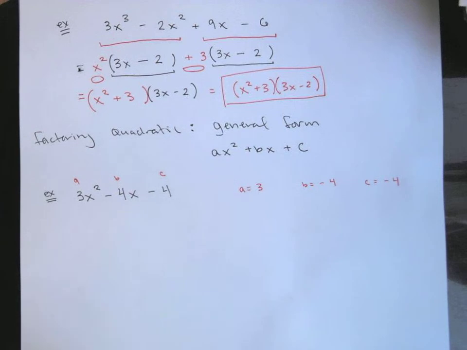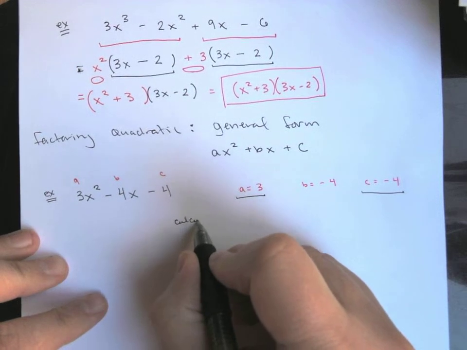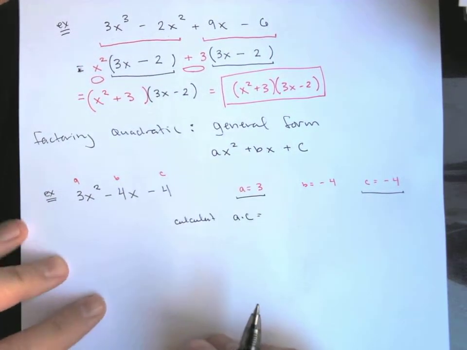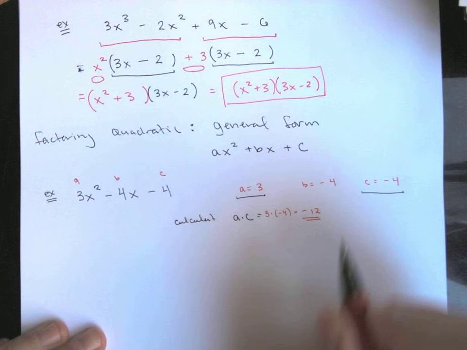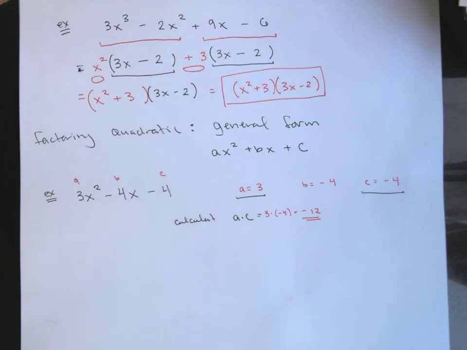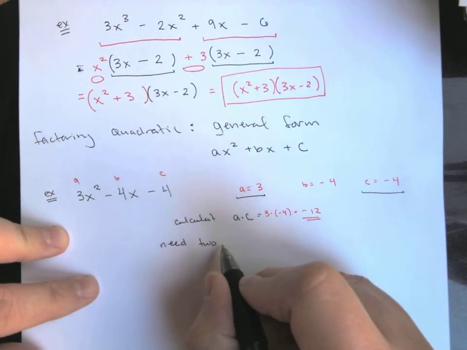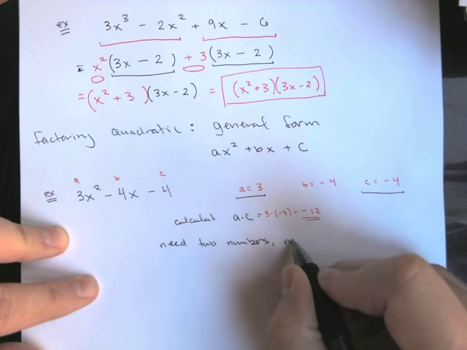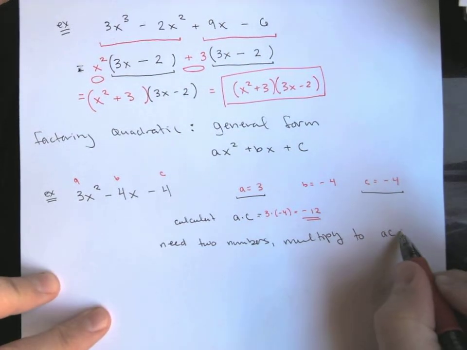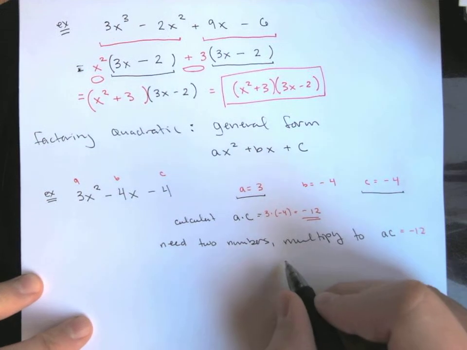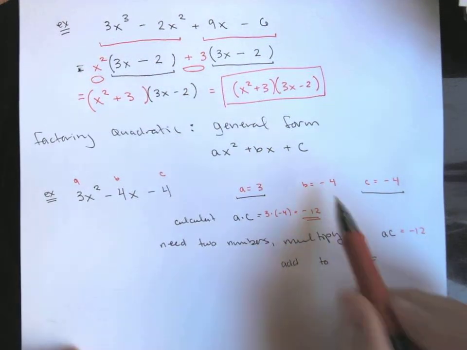So our process here is to look first at the a value and the c value. So calculate a times c. So for us, right, that's 3 times negative 4, which would be negative 12. And so what we're looking for is we need 2 numbers. We need them to multiply to this product, a times c, which for us is negative 12. And then we need them to add to whatever our value is for b. So the b value here is going to be minus 4.